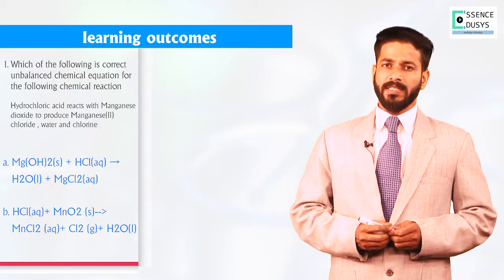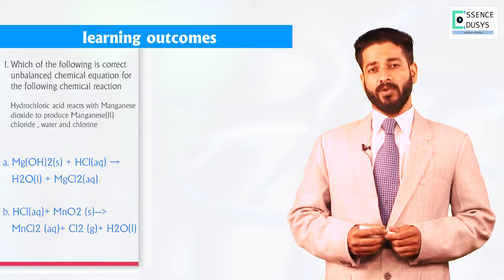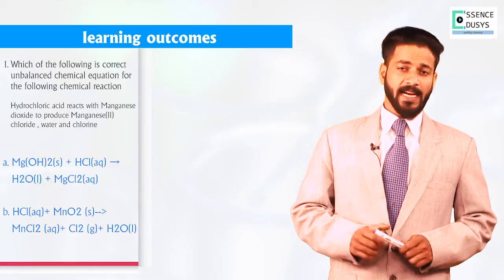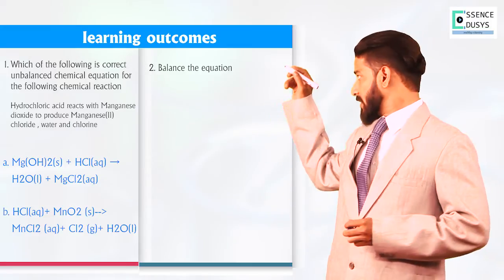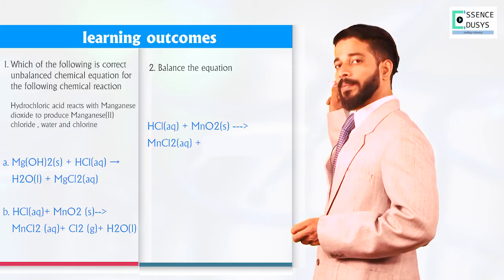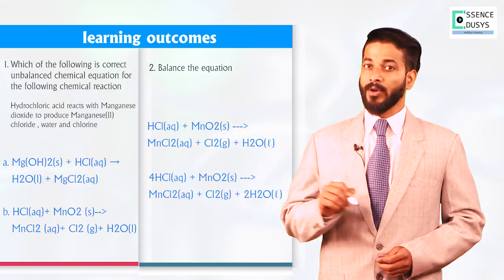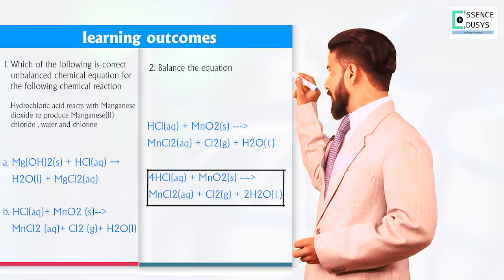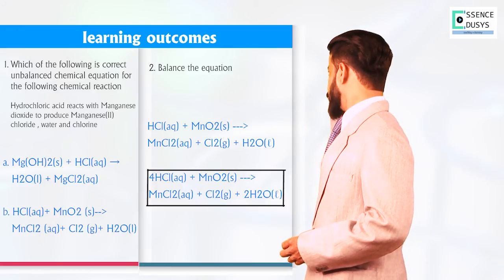Choice A is the reaction between hydrochloric acid and magnesium hydroxide to produce magnesium chloride and water. Choice B is the correct answer. The tip: to correctly identify the chemical formula of reactants, balance the equation. HCl plus MnO2 gives MnCl2 plus Cl2 plus H2O. The right answer, 4HCl plus MnO2 gives MnCl2 plus Cl2 plus 2H2O.